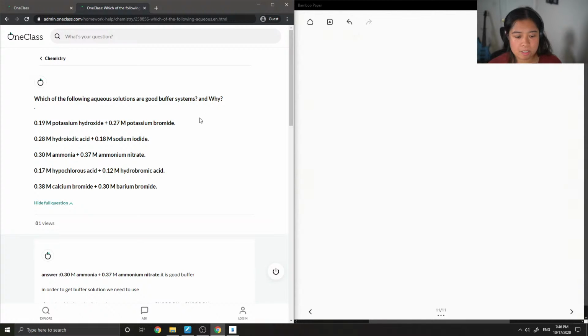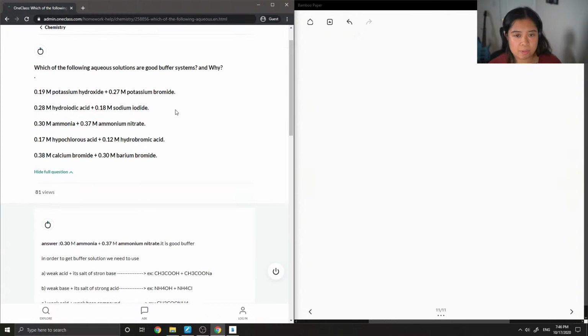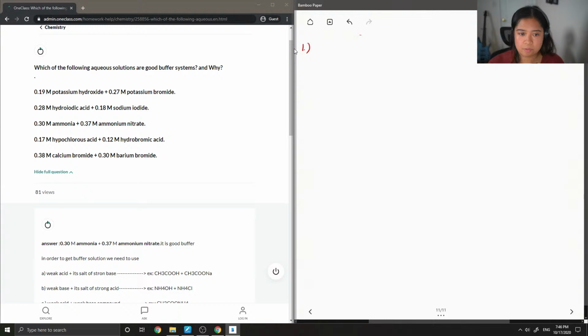Okay, so the first question asks, which of the following aqueous solutions are good buffer systems and why? So we have potassium hydroxide and potassium bromide. Let me just write down, before I go through all of the different options, what makes a good buffer system.